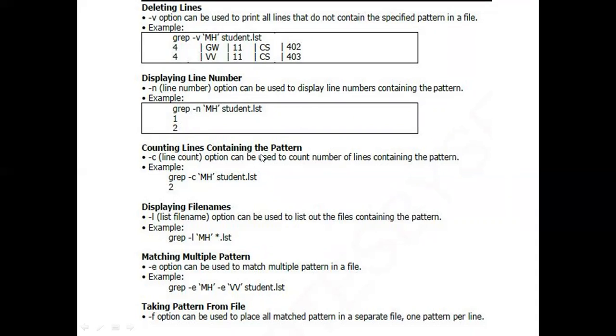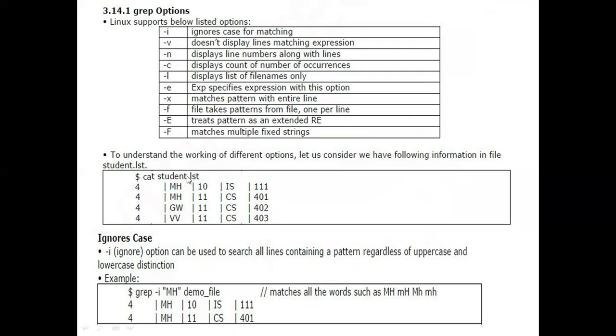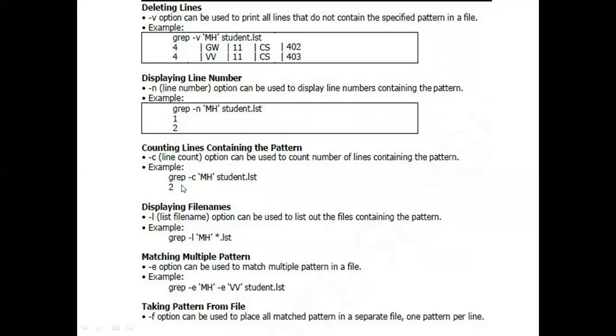Counting lines containing the pattern. The -c option can be used to count the number of lines containing the pattern. As you can see, if I am searching for the mh pattern in this particular file, there are 2 lines which contain the mh pattern. So it will display 2. So with grep -c, when searching for the mh pattern in student.lst, the number of lines which contain the mh pattern is 2. So that's why it is displaying 2.